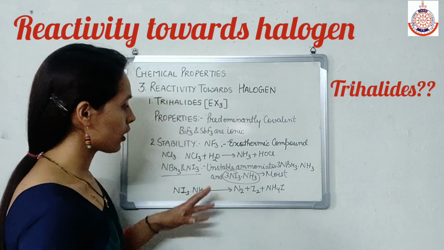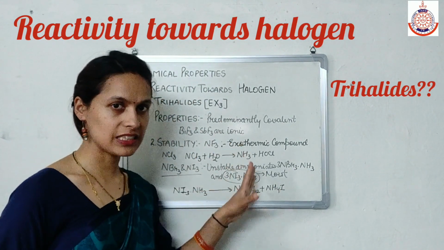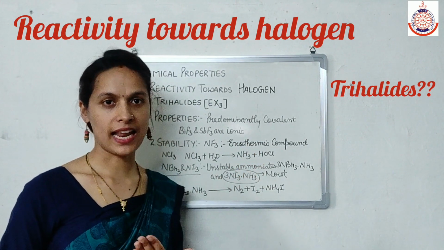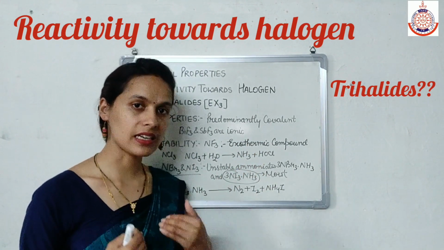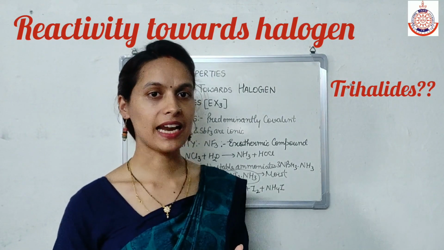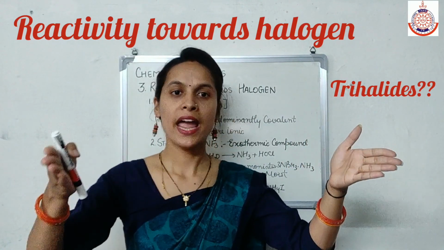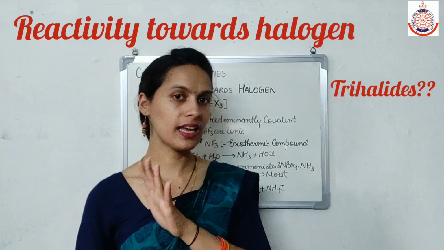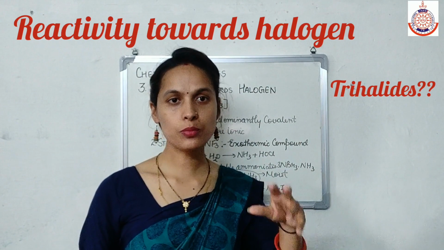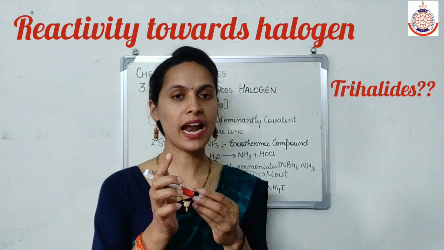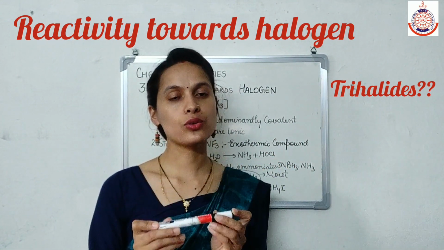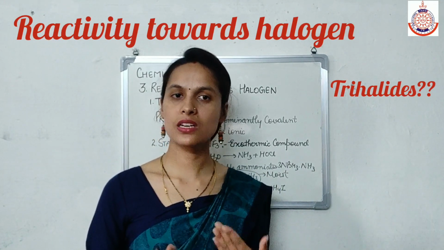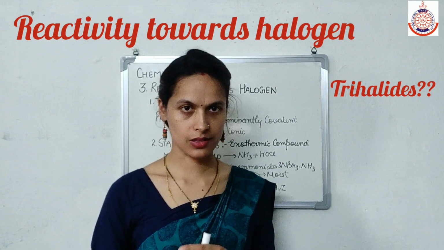Now, if we talk about the stability of these trihalides, on moving down the group, the stability of the trihalides decreases. The reason for the decrease in stability from NF3 to NI3 is the bond present between the nitrogen and the halogen. On moving down the group, the bond strength decreases, and due to the decrease in bond strength, the stability also decreases.